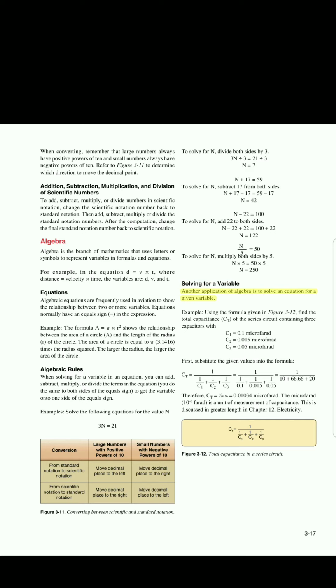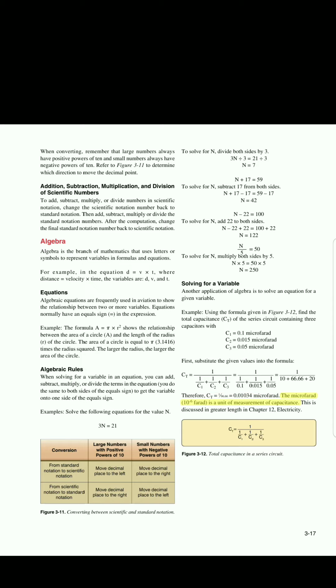Another application of algebra is to solve an equation for a given variable. Example. Using the formula given in figure 3-12, find the total capacitance, CT, of the series circuit containing 3 capacitors with C1 equals 0.1 microfarad, C2 equals 0.015 microfarad, C3 equals 0.05 microfarad. First, substitute the given values into the formula. 1/CT equals 1/C1 plus 1/C2 plus 1/C3, equals 1/0.1 plus 1/0.015 plus 1/0.05, equals 10 plus 66.66 plus 20. Therefore, CT equals 1/96.66 equals 0.01034 microfarad.